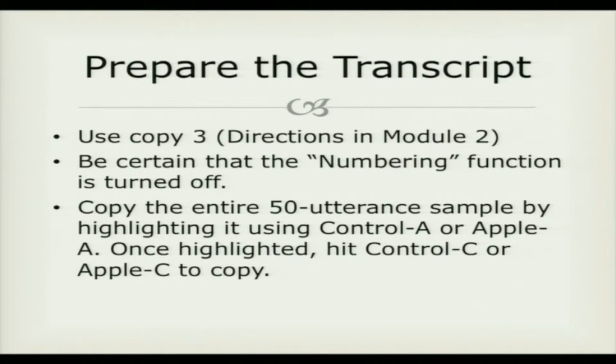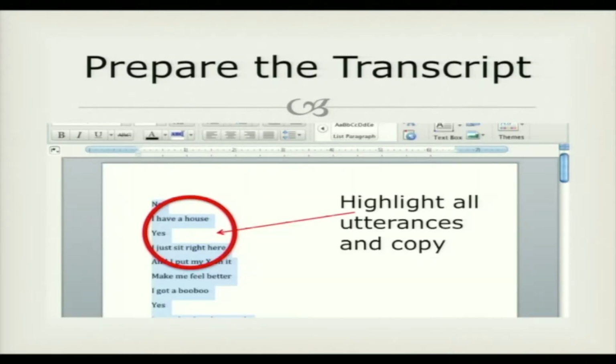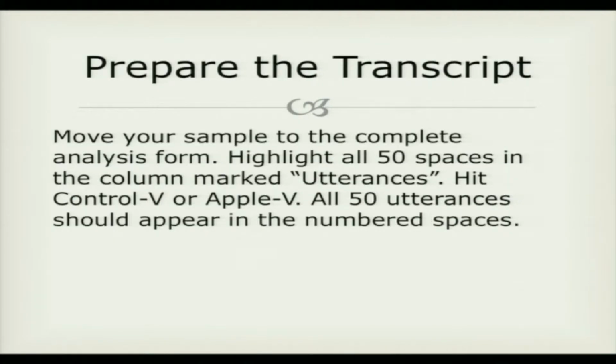The first thing is to make sure that numbering is turned off. You can turn the numbering function off by copying the entire 50 utterance sample and highlighting it using either Control-A or Apple-A. Once it's highlighted, you can hit Control-C or Apple-C to copy it to the Excel file. So to prepare the transcript, this is a graphic showing that you highlight all utterances and copy them. So you highlight and copy, and then you paste them into the 50 utterance spaces on the Excel sheet.